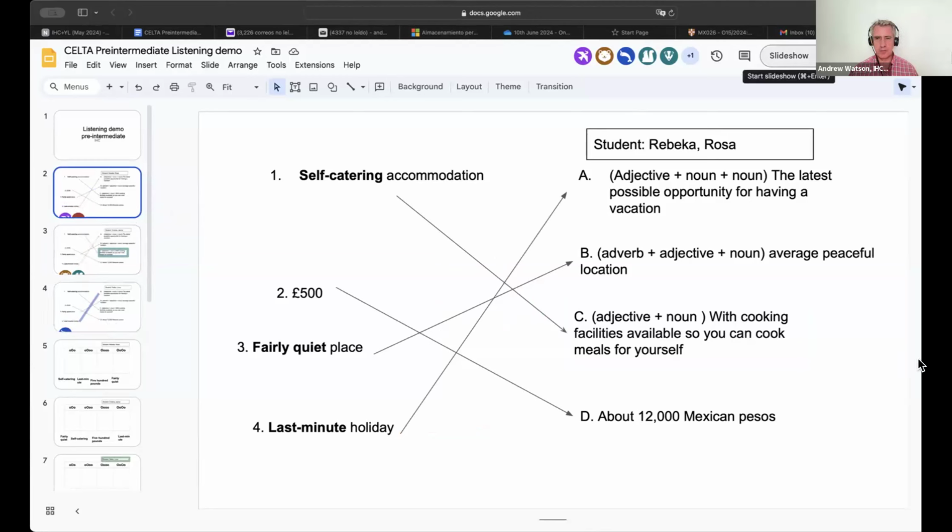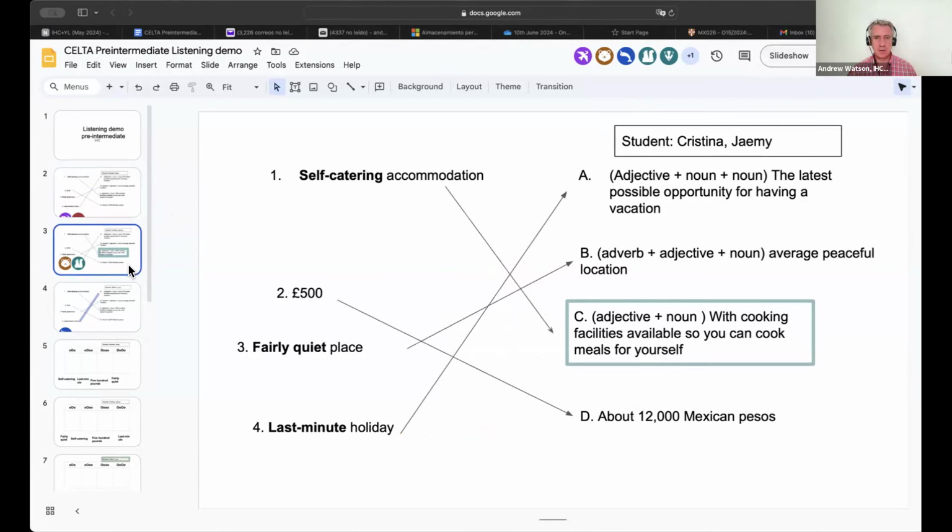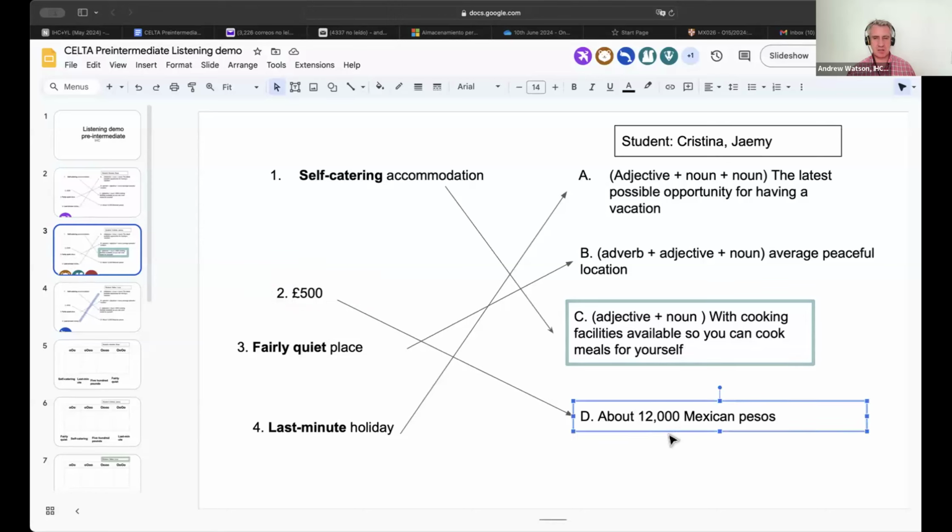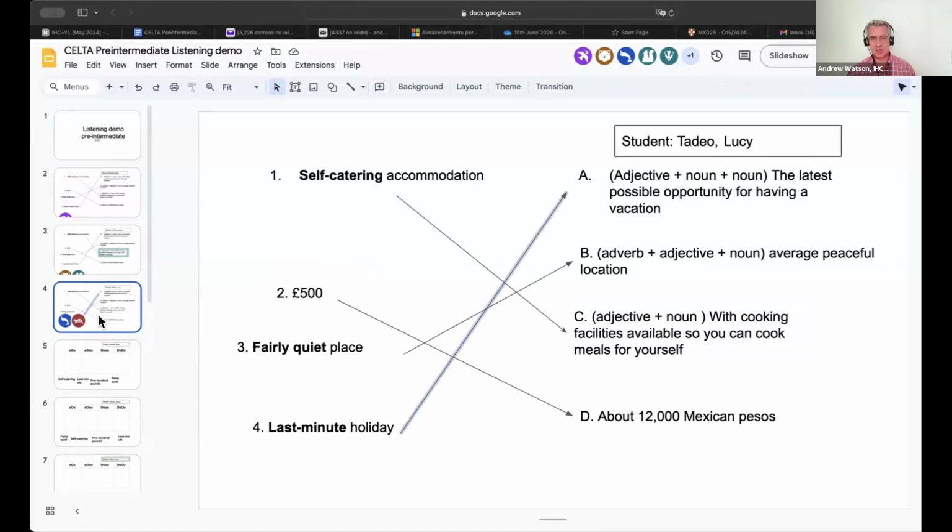Yeah, well, good job, everyone. So last minute holiday, as Rebecca and Rosa say, is the last possible vacation possibility for having a vacation. Christina and Jamie, £500. Notice this sign is pounds, British pounds, equivalent to about 12,000 Mexico pesos. And fairly quiet place is an average peaceful location. And last, self-catering. It's with cooking facilities available, so you can cook meals for yourself.